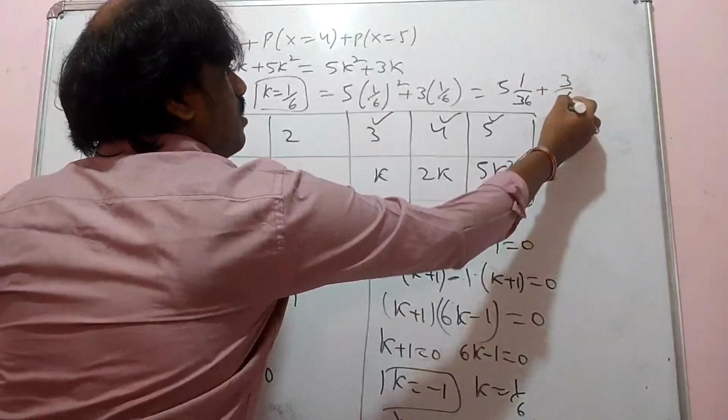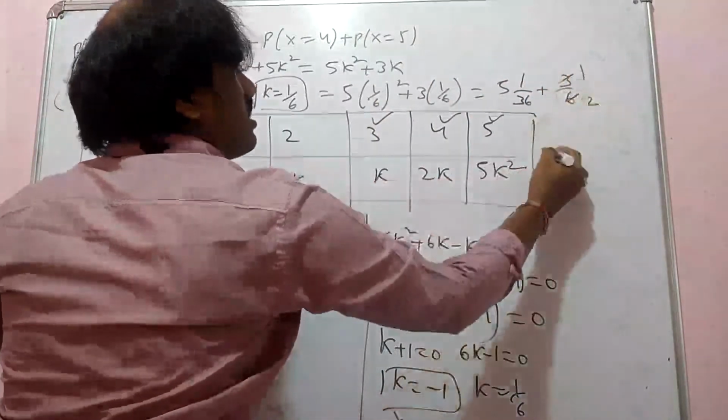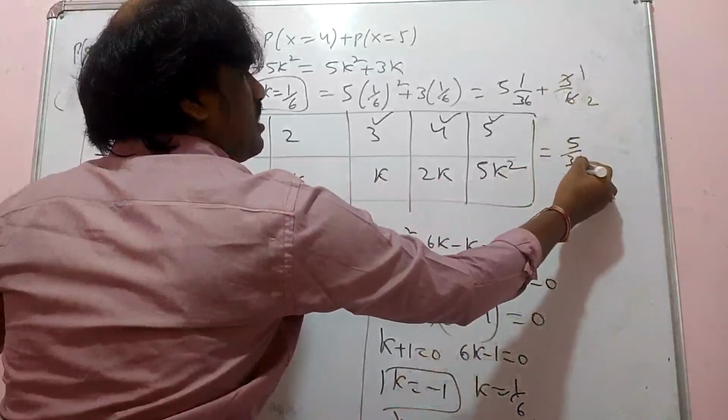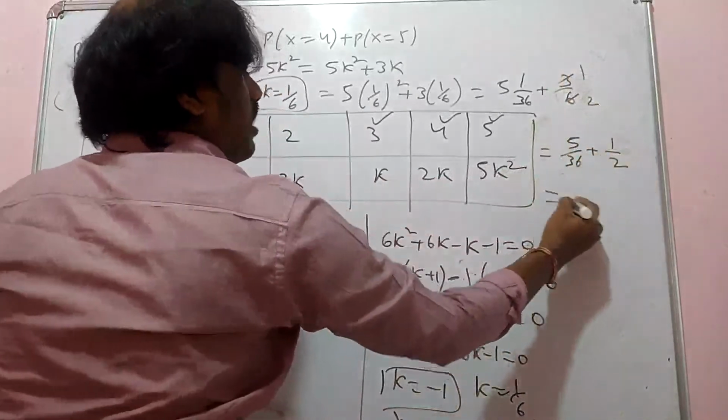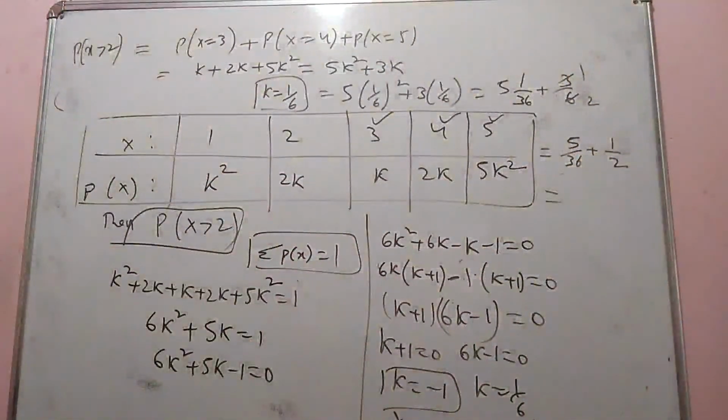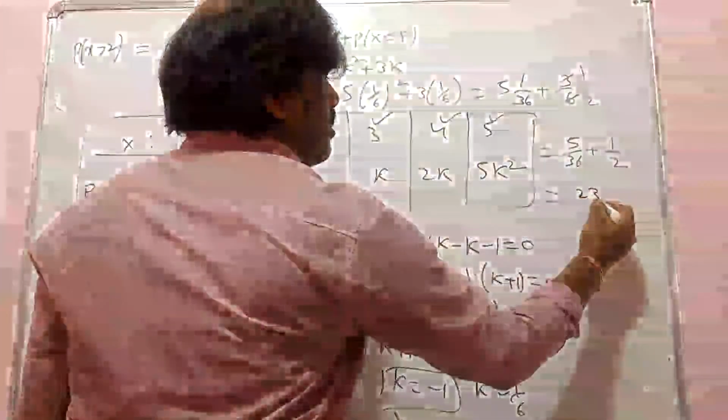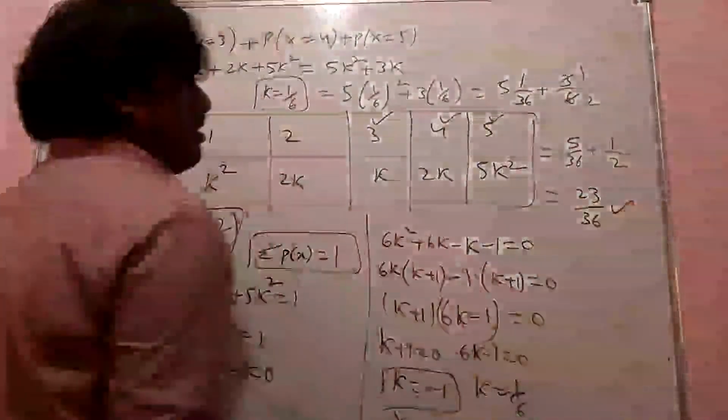Okay, you are getting this one. So 3 ones are 3, 3 twos are 6, and it gets cancelled. So 5 by 36 plus 1 by 2 you are getting. So you can simplify that, and the answer will be 23 by 36, correct? 23 by 36 is the answer.